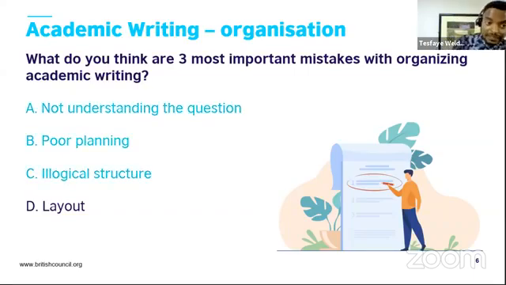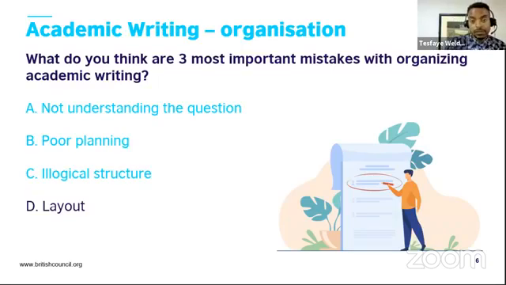So we can say the three most common mistakes with organizing academic writing. We are focusing on the organization of academic writing at this stage. First is not understanding the question. People often forget or do not focus on the task and what they are expected to do, and they just get into writing it, and that often causes all sorts of problems that come after that. So we need to understand the questions, the task that we are supposed to fulfill.